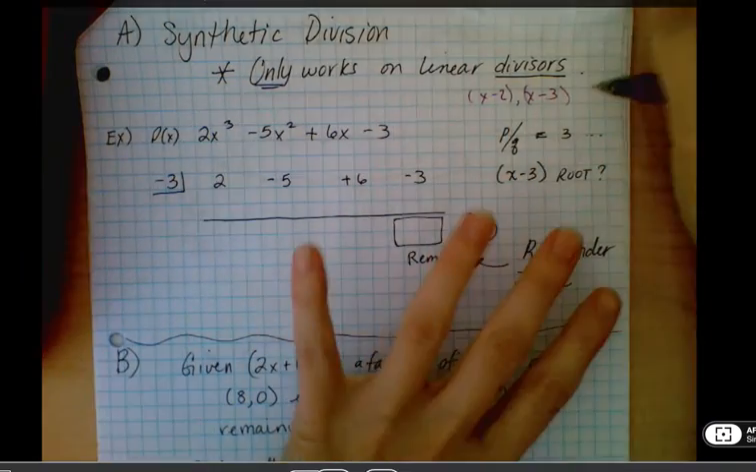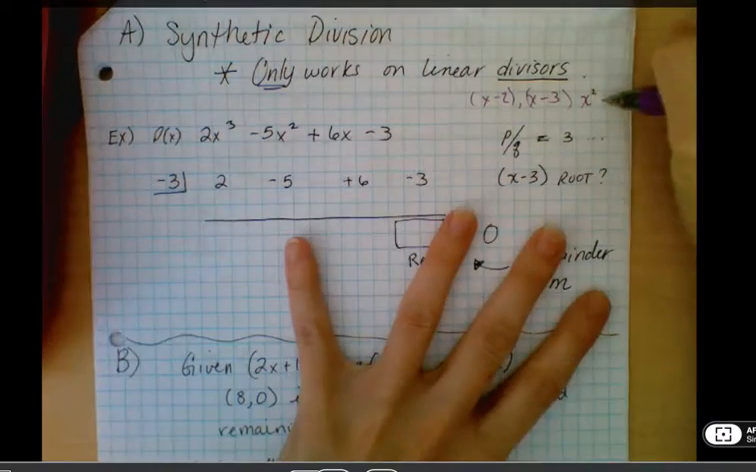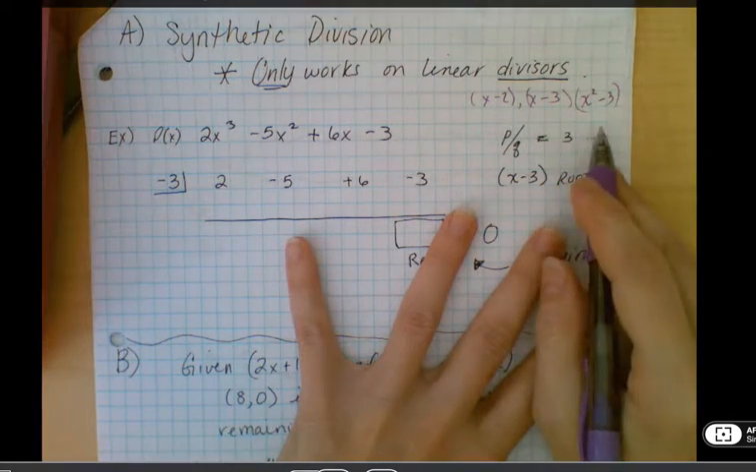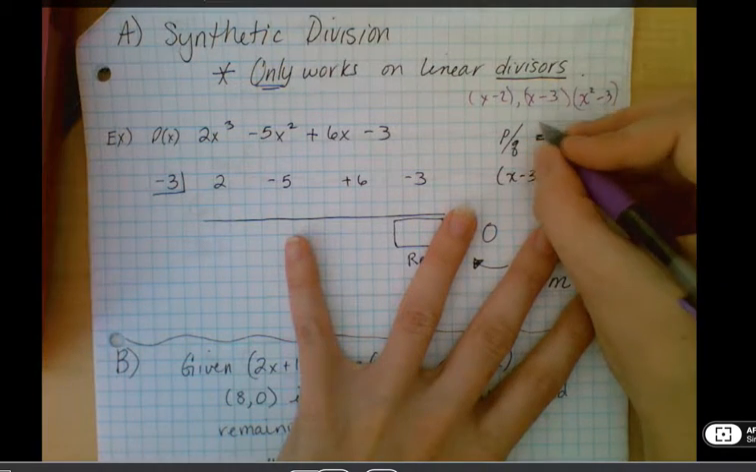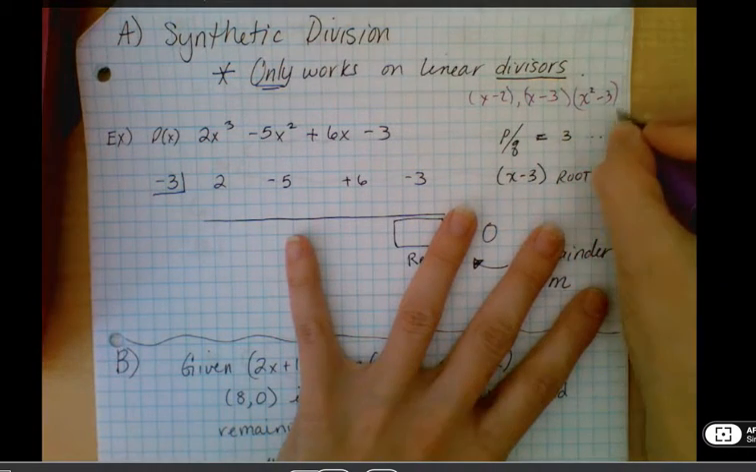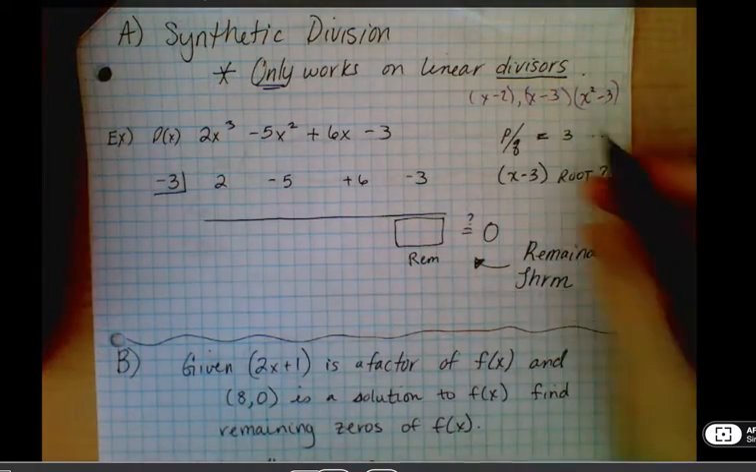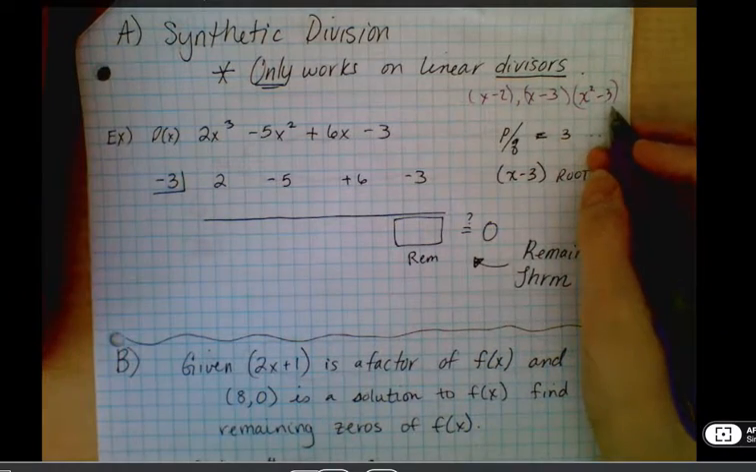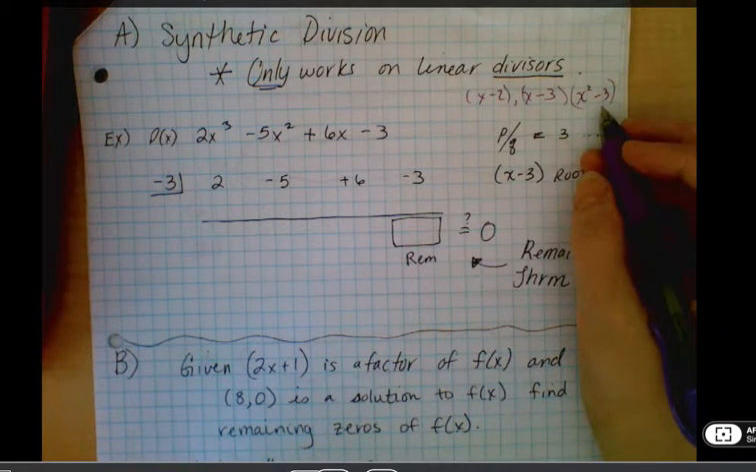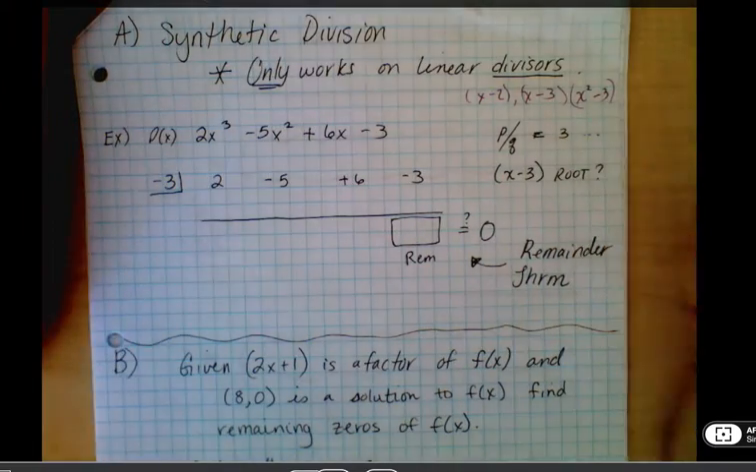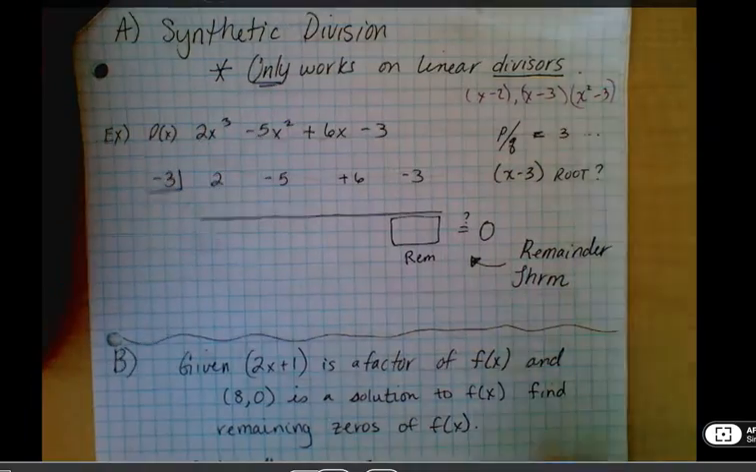but not something like that, because that's a quadratic divisor. If you wanted to, you might be able to break this up into linear components. You would get complex numbers in some instances, and that would be messy. So when you're getting a quadratic or a higher degree polynomial divided by another higher degree polynomial, the easiest way to go about it is to actually go back and just do the longhand division.